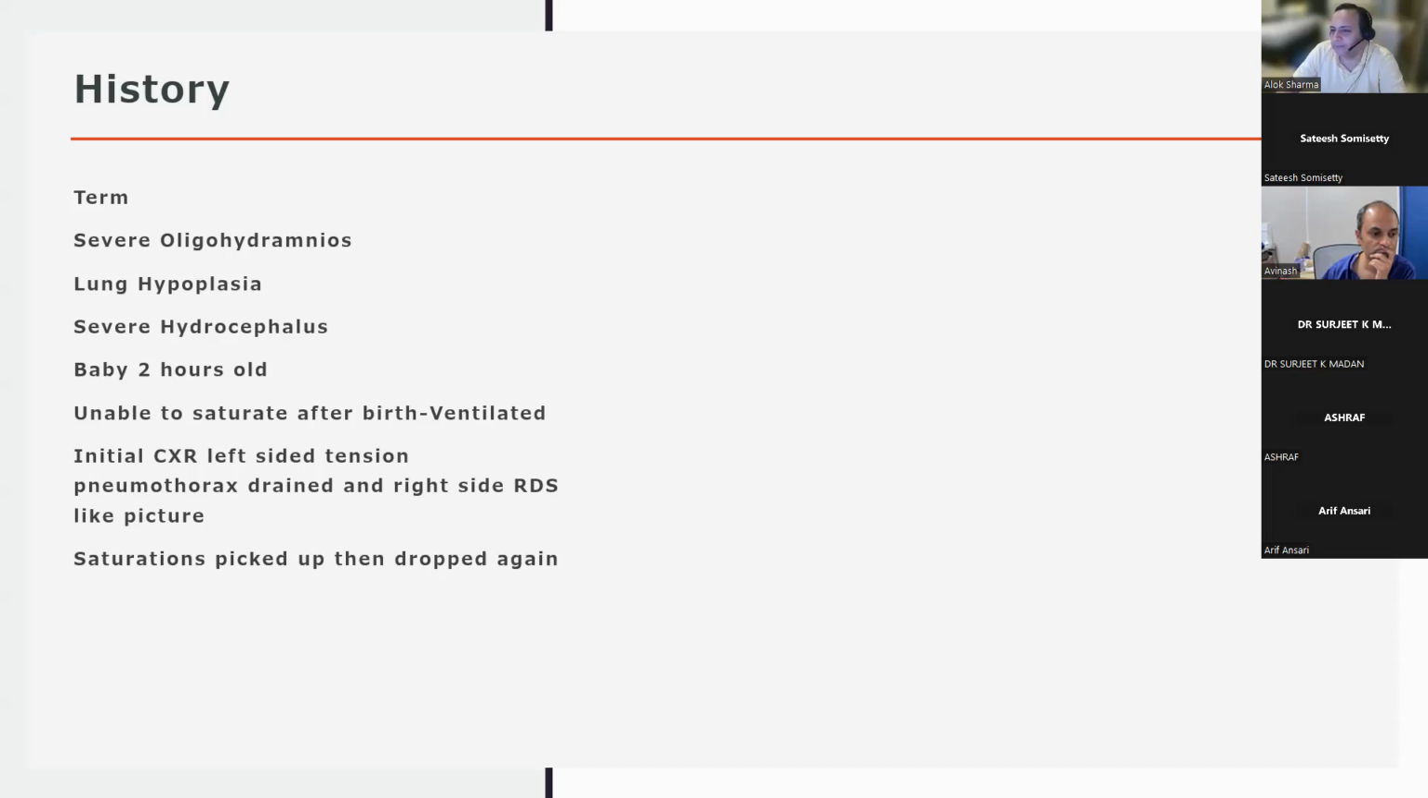Mentally, what I'm thinking is it's hypoplastic lungs. So there is a good recipe for pulmonary hypertension here. And also we are unable to even clear the CO2 because of the severe lung hypoplasia. To make matters worse, there is pneumothorax as well as an RDS kind of picture on the right side.